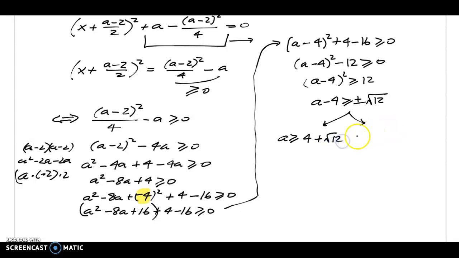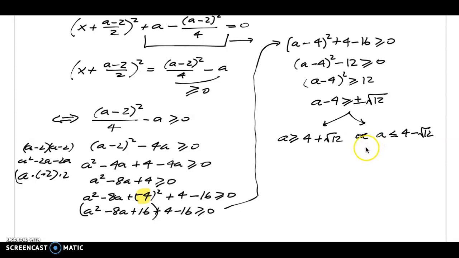So that's okay. So then this is just going to be minus 4, but we still see that 4 plus root 12, or you have a greater than, or sorry, less than, a is less than or equal to 4 minus root 12. There you go. So that's what it would be.